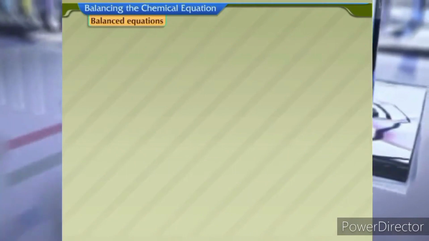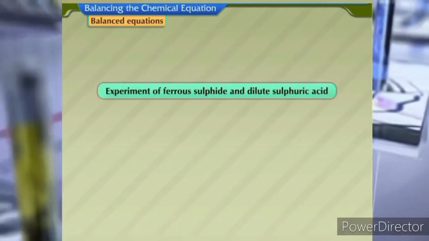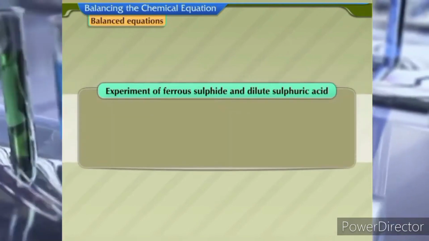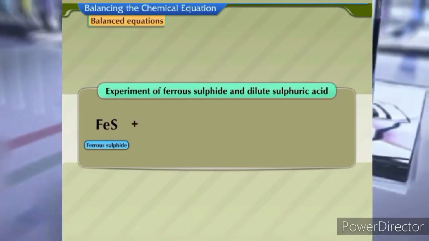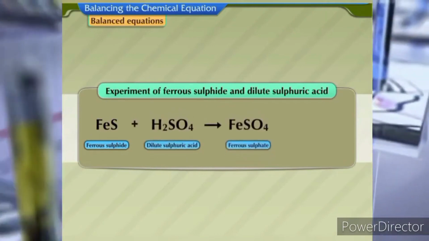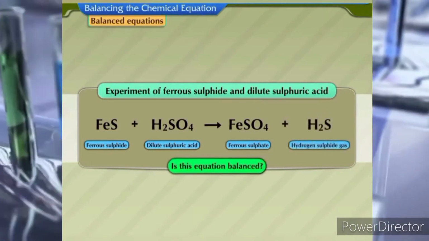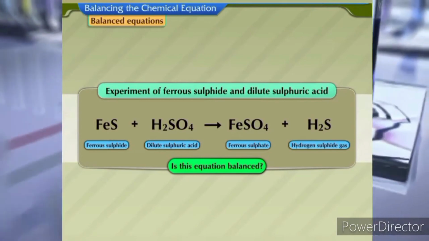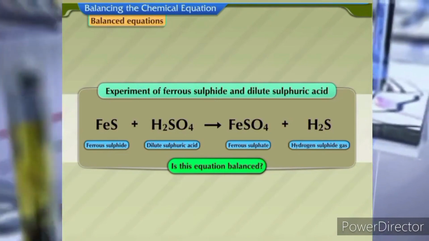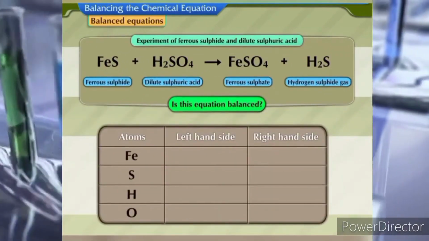Balanced equations. Let us recall the equation in the experiment of ferrous sulfide and dilute sulfuric acid. Ferrous sulfide plus dilute sulfuric acid gives ferrous sulfate plus hydrogen sulfide gas. Is this equation balanced? Let us check this out by counting the number of atoms of each element on the left-hand side and the right-hand side. Enter the values in the table.